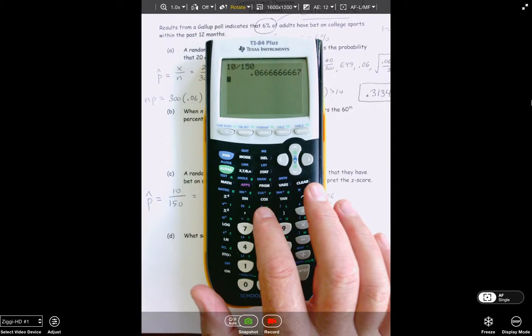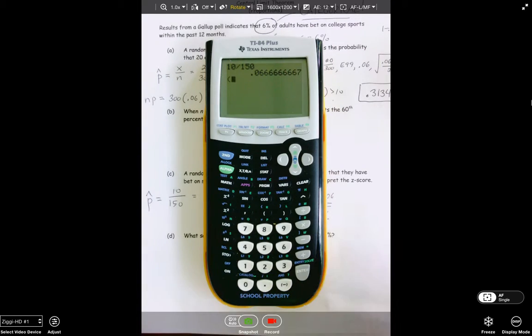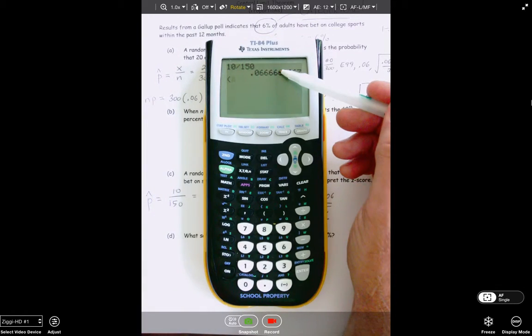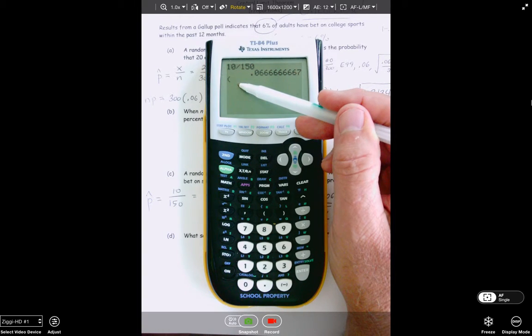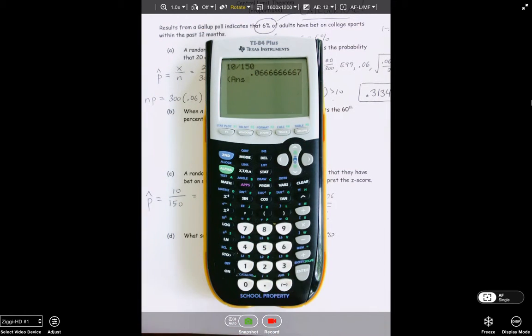I do the 10 divided by 150, so I have it stored in my calculator. What I can now do is go left parentheses, and you'll see right here where I'm pointing, ANS. This ANS command will bring the answer from the previous problem and insert it into the expression that we're trying to find the value for. So if I go second function answer, it's going to bring that 0.066666 repeated decimal forever, where if we round it off, we get an approximated answer. So we're going to get a better answer this way.